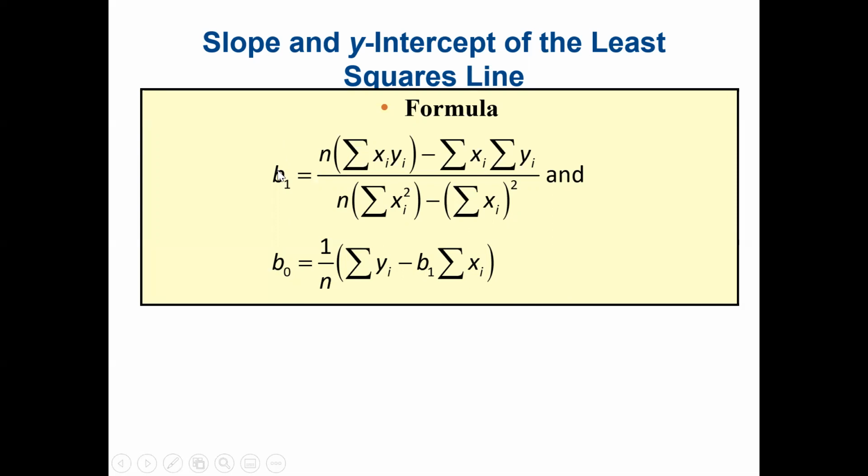Now, if we know B1, which is the slope, and B0, which is the y-intercept, then we can come up with the regression equation. The regression equation will be y-hat equals B0 plus B1 times X. So for any value of X, I can determine the y-hat, or the predicted y value.